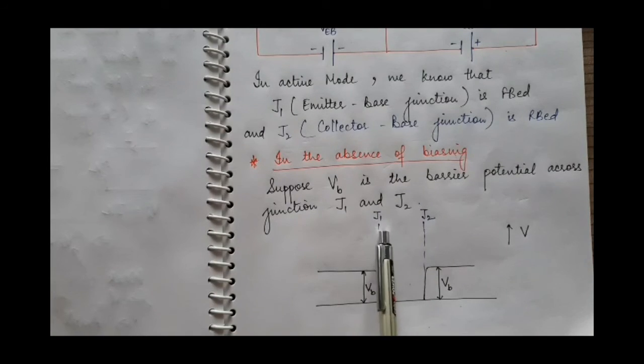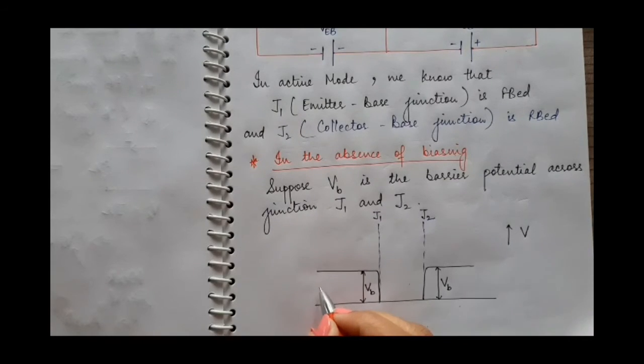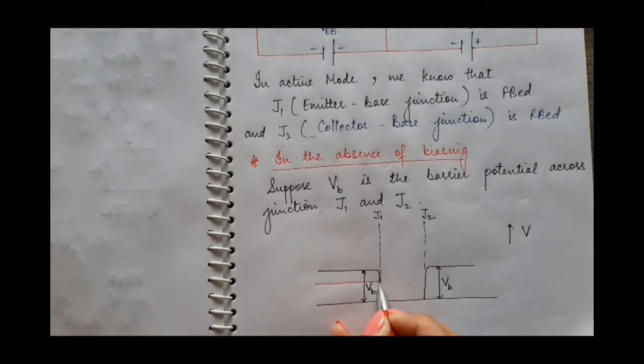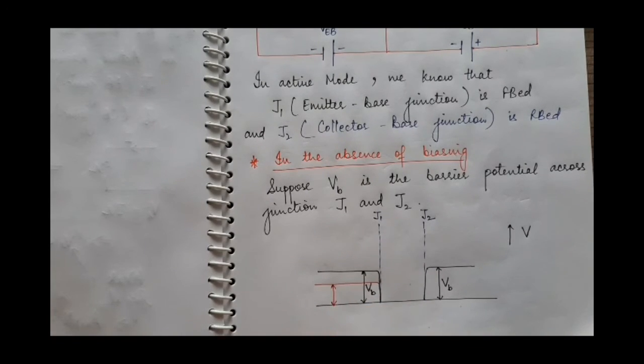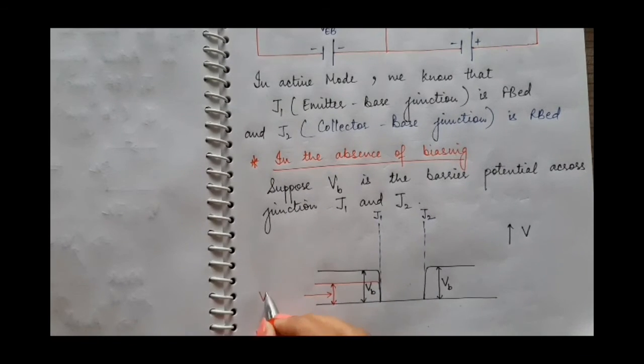And when this junction J1 is forward biased, we know that in the case of a forward biased junction, the height of potential barrier is reduced. So after applied forward biasing, the new potential barrier, suppose it is this. And what will be its value? It was VB, and as it is reduced by how much voltage you have applied here, it means it will be VB minus VEB.